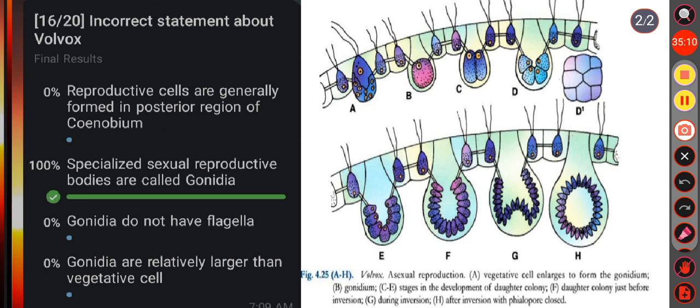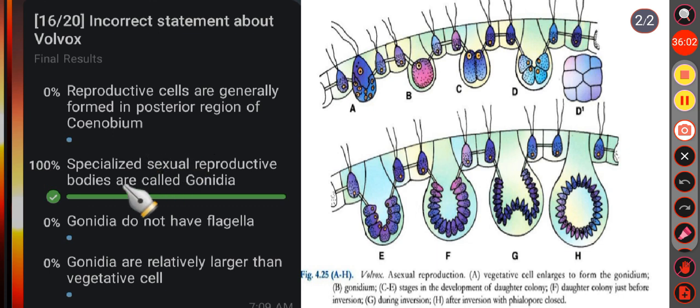We know in Volvox a certain number of cells, especially in the posterior half of the colony, become enlarged and function either as asexual or sexual reproductive cells. The reproductive cells are recognized by their large size, definite large nuclei, and more dense granular protoplasmic content, and they divide to form a new colony. Okay, so the reproductive cells are generally found in the posterior region of the coenobium in Volvox.